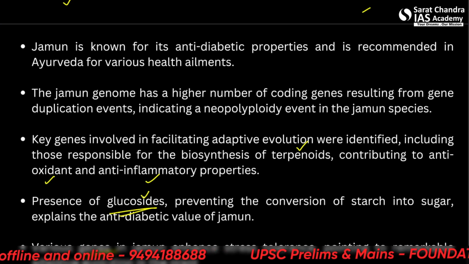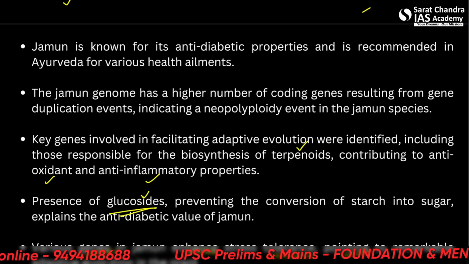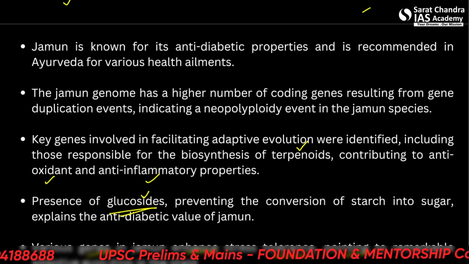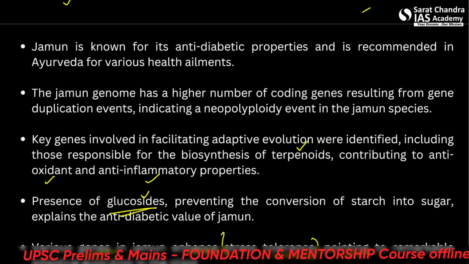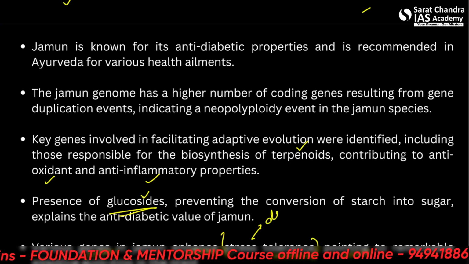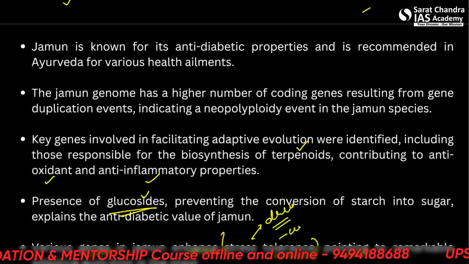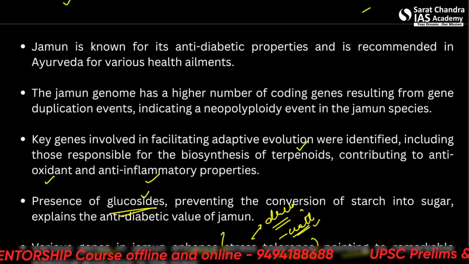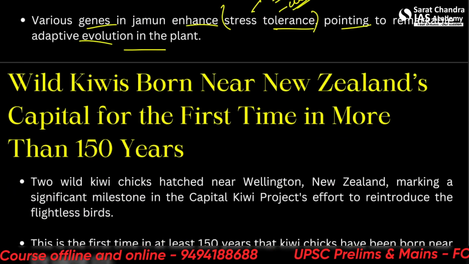So various genes in jamun enhance stress tolerance, pointing to remarkable adaptive evolution in the plant. We are not talking about human stress tolerance, we are talking about the tree's stress tolerance. That means it can grow in drier areas as well as wetter areas. So this is an evolutionary adaptation that it may have acquired through the years.